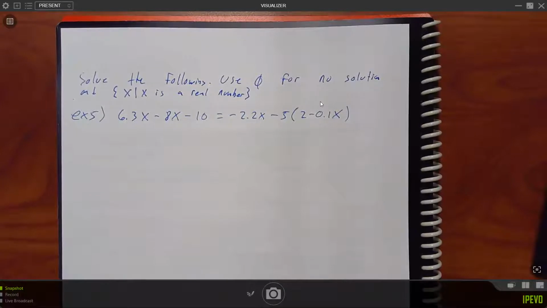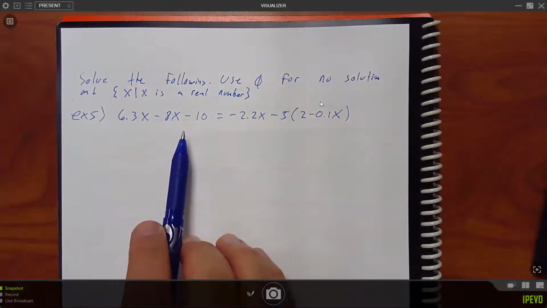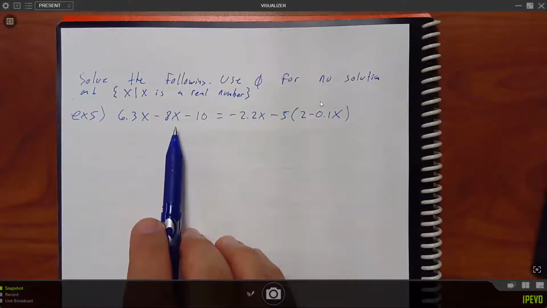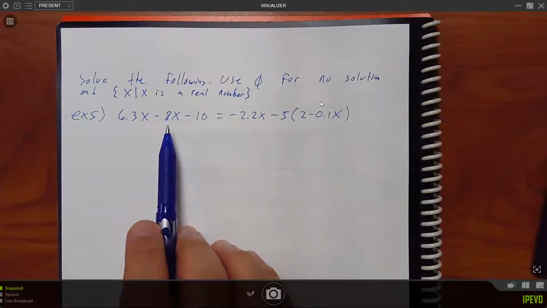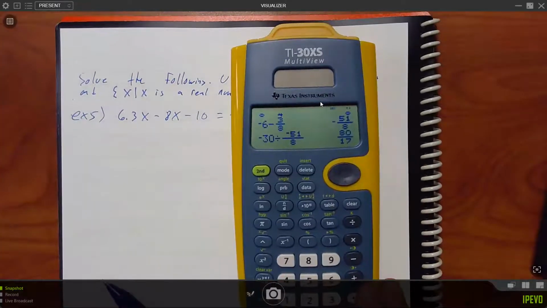All right. So on the left side, you see X's that combine, right? So 6.3 minus 8, what is that going to be? It's going to be negative. See, the 6 minus 8 is -2, right?